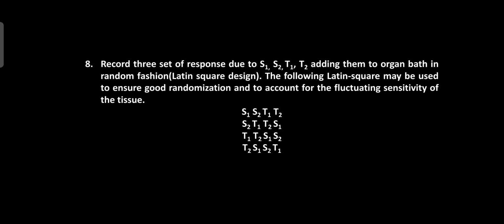After selecting two doses from standard and two doses from test, then add S1, S2, T1, T2 to the organ bath in random fashion or Latin square design. The following Latin square may be used to ensure good randomization and to account for the fluctuating sensitivity of the tissues. Like first, record response due to S1, then S2, T1, T2, that is set 1. Set 2: start with S2, T1, T2, S1, then third set T1, T2, S1, S2, fourth set, that is T2, S1, S2, T1.